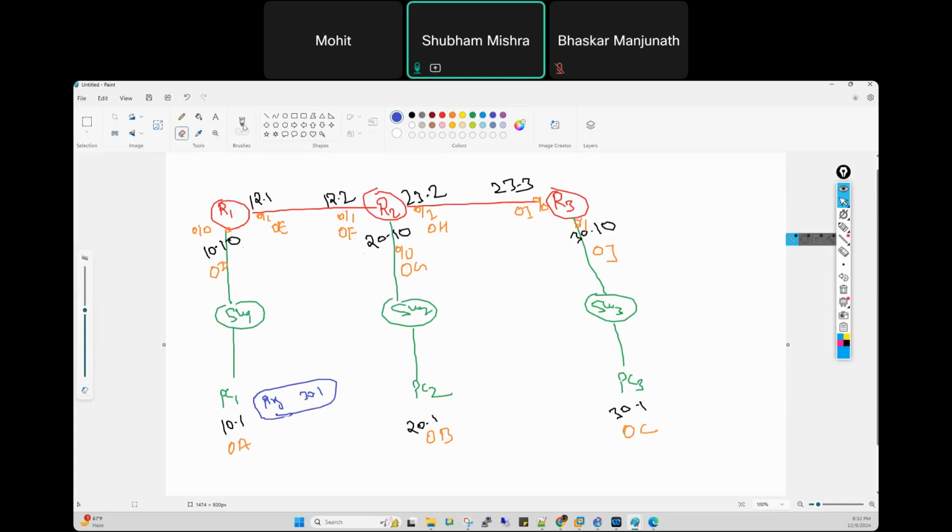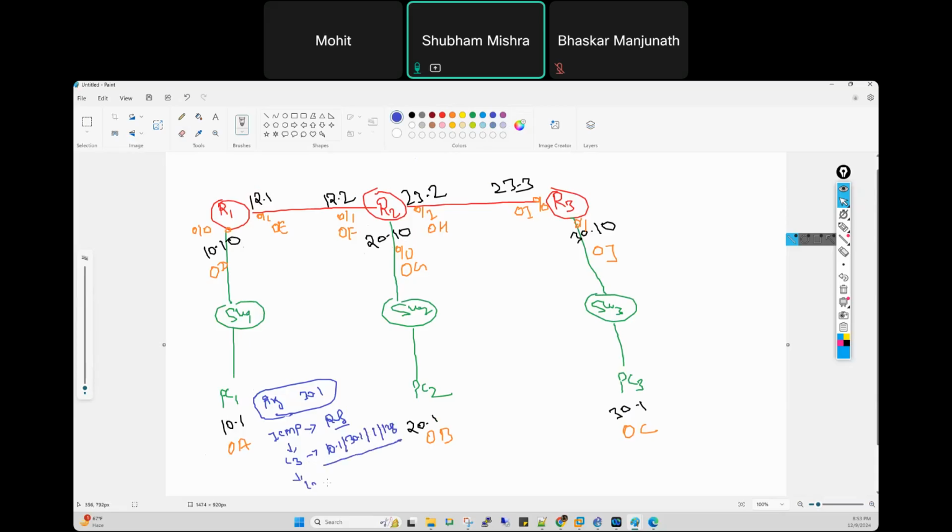Guys, when you write the command ping 30.1, first of all, PC will generate the ICMP packet. That will be the request. ICMP hands over this packet to layer number 3. At layer number 3, there is the IP protocol, which adds the IP header. So the source IP will be 10.1, the destination IP address will be 30.1, right? Protocol number will be 1 and the TTL value, for example, 128.